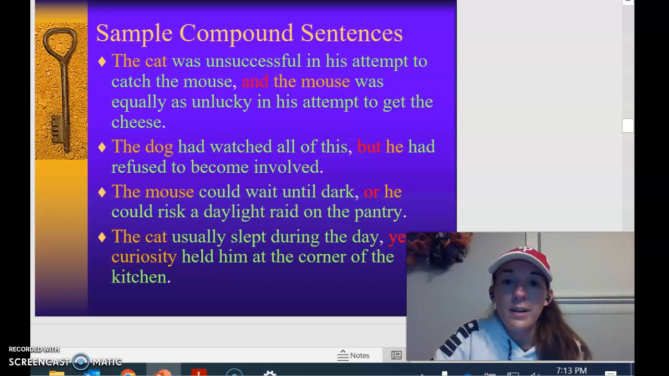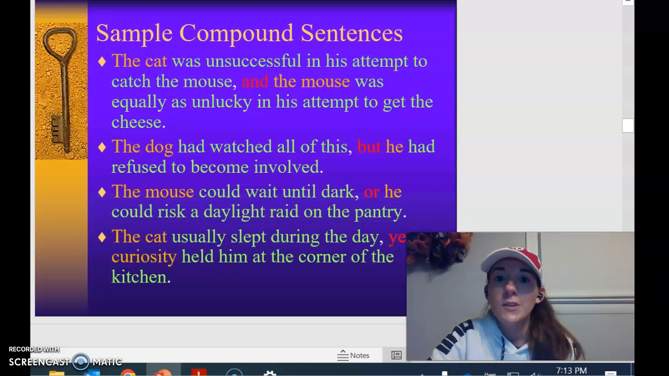Next example, the mouse could wait until dark, or he could risk a daylight raid on the pantry. And then lastly, the cat usually slept during the day, yet curiosity held him at the corner of the kitchen. So these are examples of compound sentences.